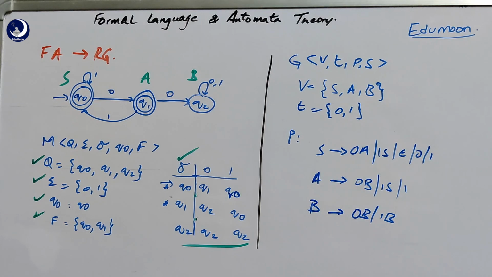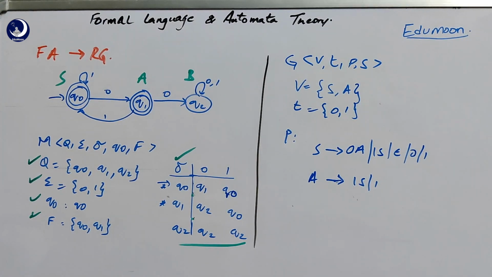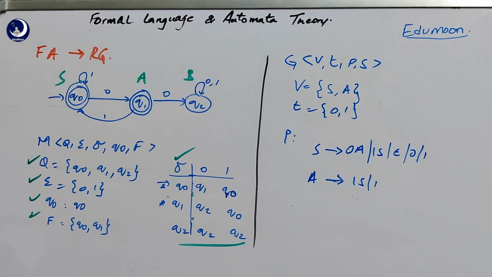So we can reduce the production rules of the grammar by simply eliminating the production rules of B. The final production rules after reducing will be like this, where you can see only the variables S and A, because since Q2 is the dead state, we have removed the variable B, and we have written only the production rules of S and A. So this is the equivalent regular grammar for the given finite automata.